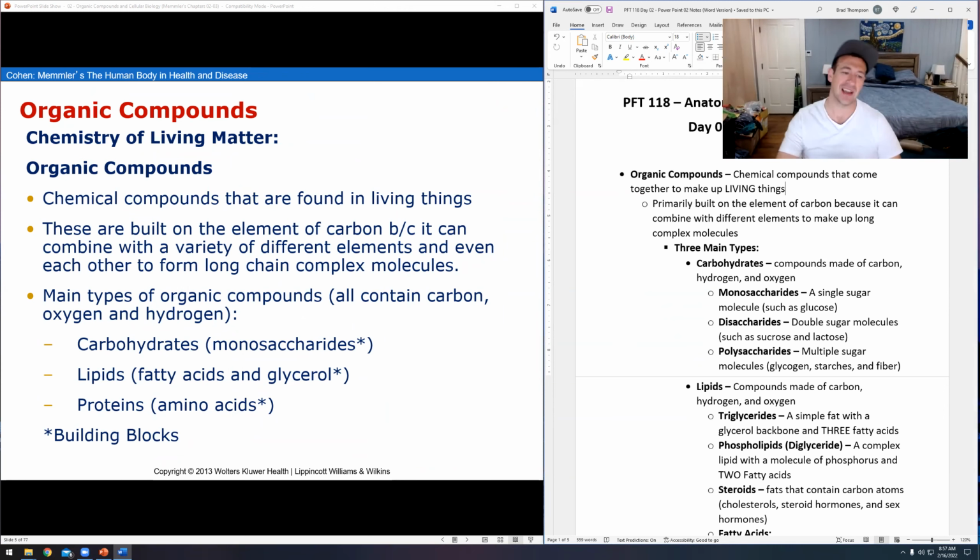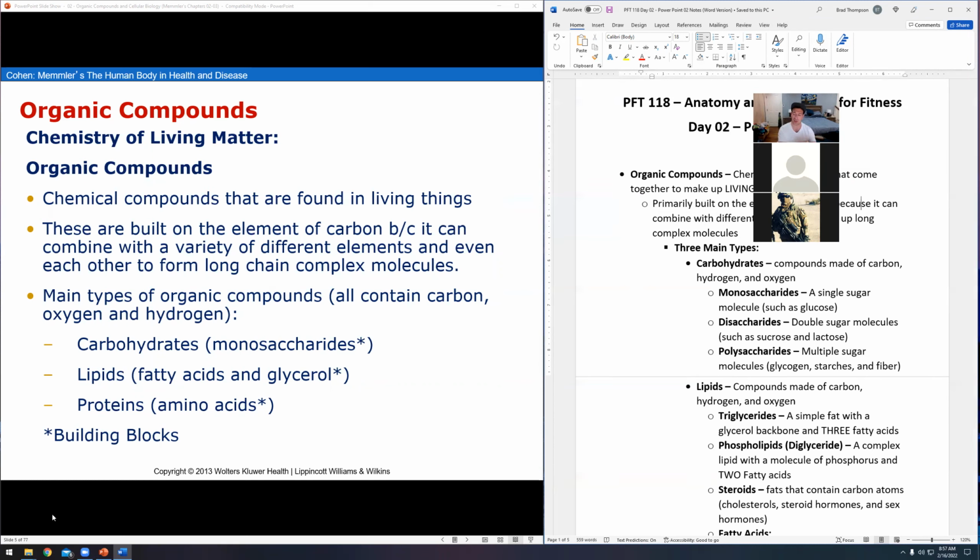So we're going to spend our time talking mostly about the organic compounds, right? These are compounds that are primarily built on carbon because carbon is really good at making these big, long, complex molecules. Carbon is sort of like the Labrador of the periodic table. And what I mean by that is, like the difference between cats and dogs, cats are very standoffish.